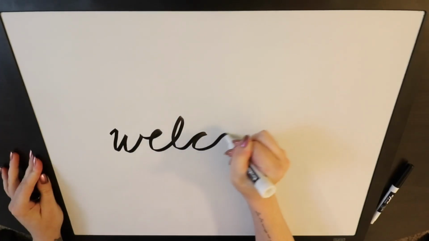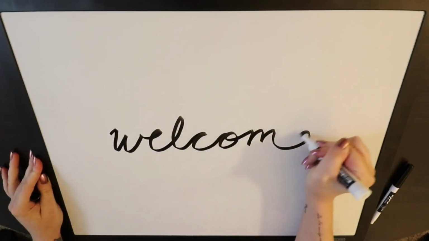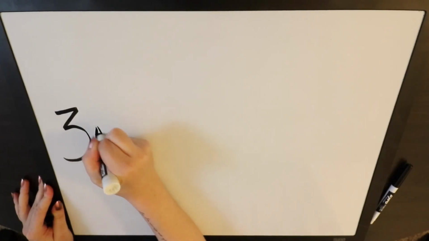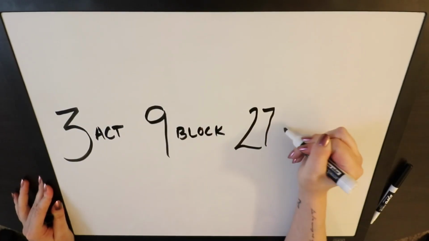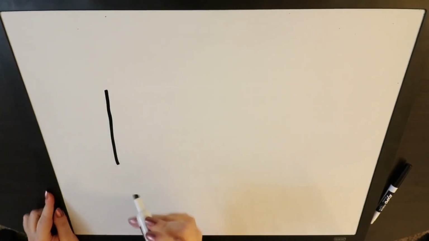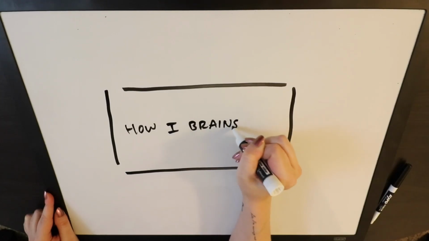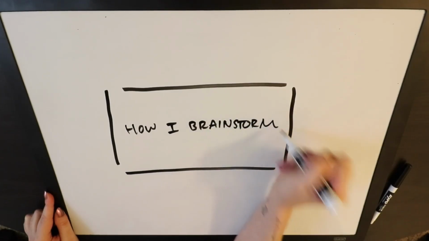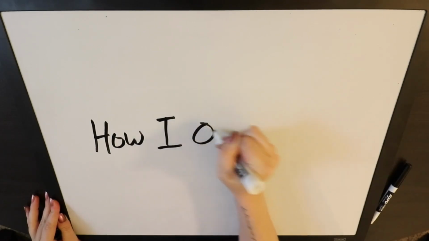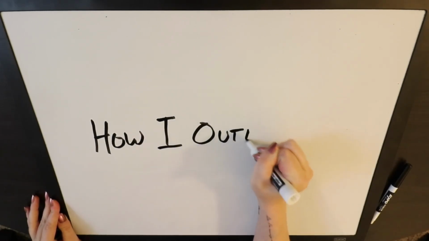Hello and welcome! My name is Kat, and today I'm going to share an example of my 3-act, 9-block, 27-chapter outline method. Last week I posted a brainstorming video where I developed a story idea, and at the end of that video I was like, this is the point where I'd start writing it down in outline form. So here I am to show you what that looks like.